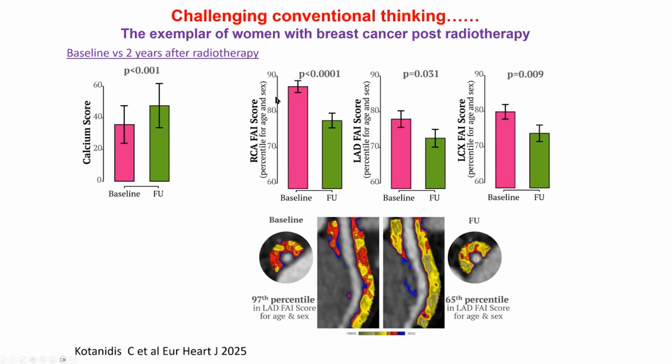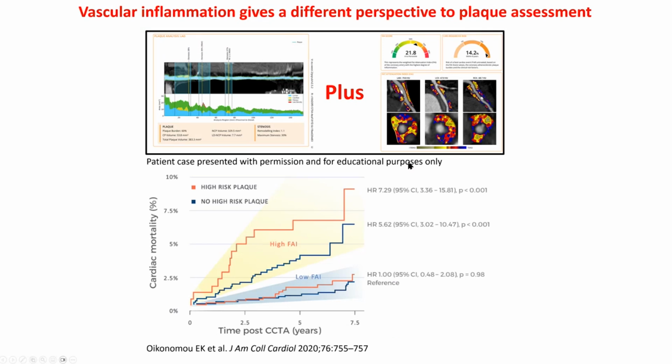However, at the same time, you see a striking reduction of inflammation in all 3 coronary arteries, which means that this increase of calcification is actually a sign of stability of the plaques of these women. And when the tumor is removed with the radiotherapy, you have a reduction of inflammation. So actually, the risk should be going down, not up after radiotherapy.